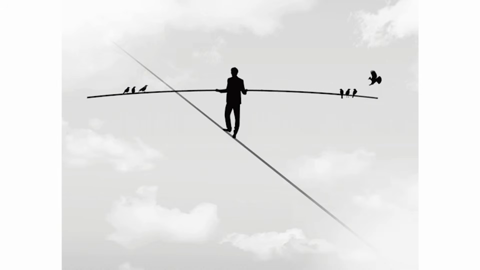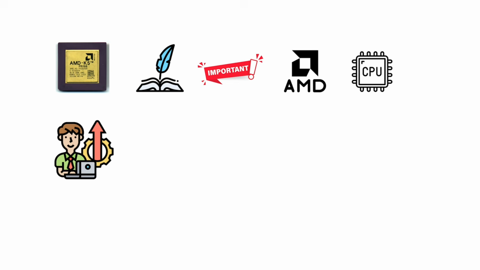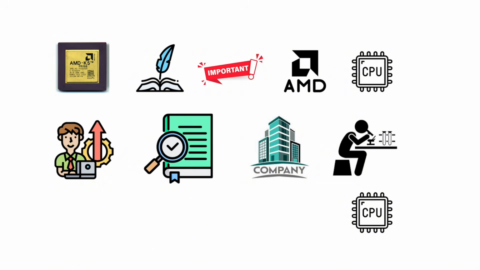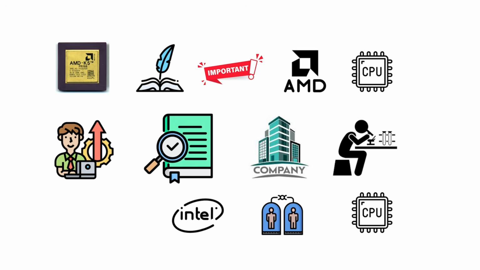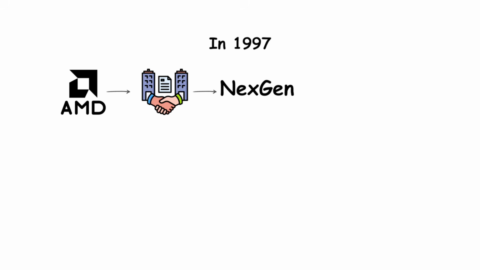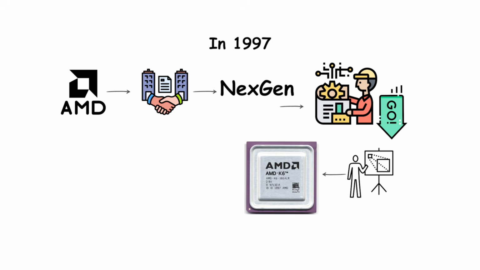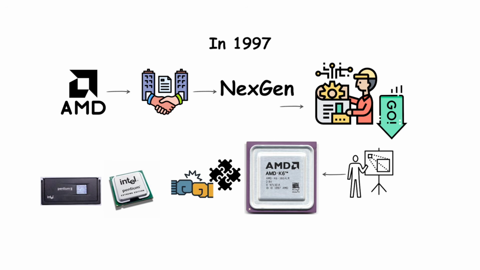Despite its shortcomings, the K5 was historically important as AMD's first attempt at original CPU design, proving the company could engineer its own processor architecture rather than just cloning Intel's. K6 series. In 1997, AMD acquired a company called NextGen, and much of NextGen's engineering work went into the design of the K6 series. The AMD K6 processors arrived as credible competitors to Intel's Pentium and Pentium II.